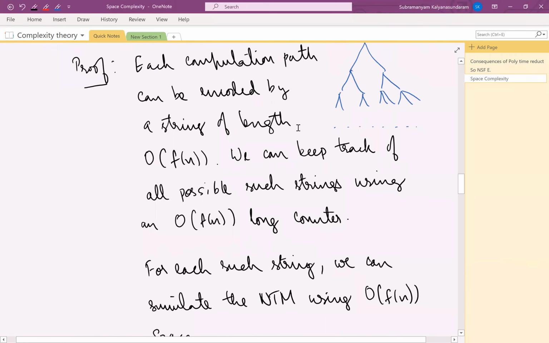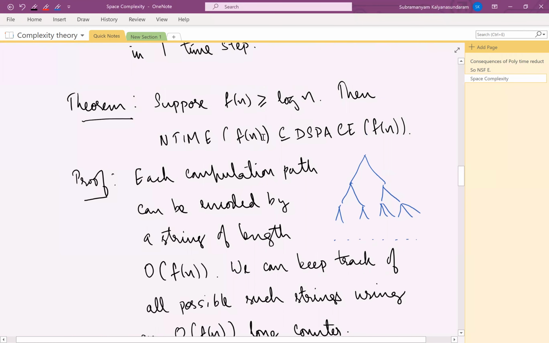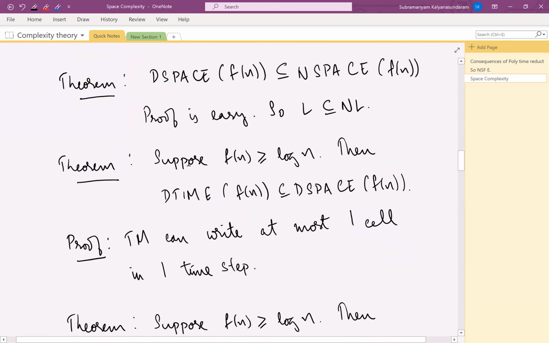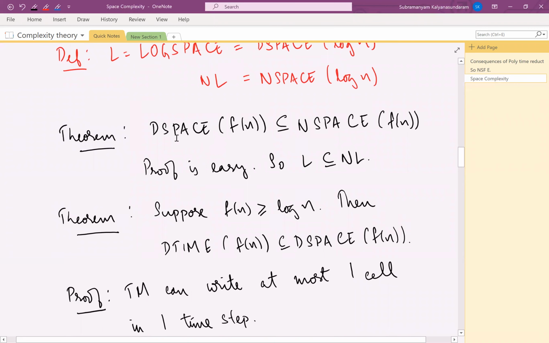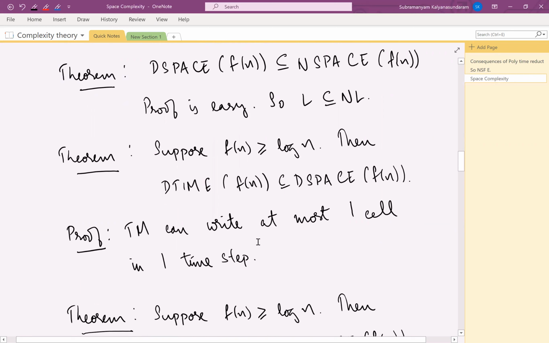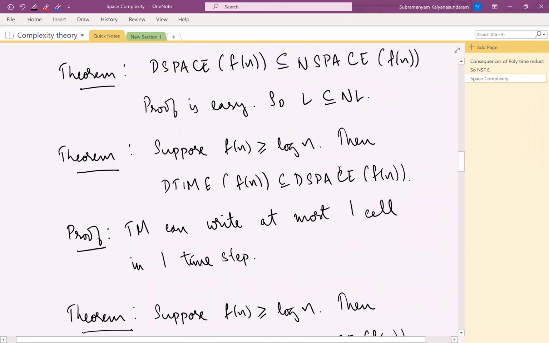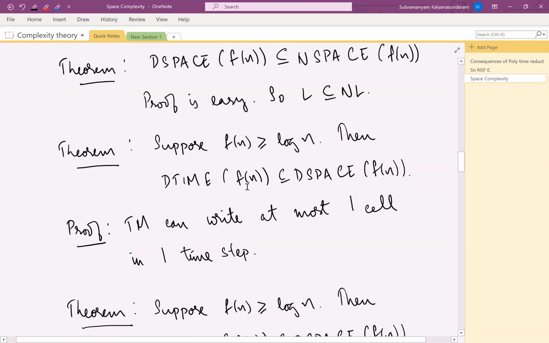Right? So I want you to think of all these things. So non-deterministic log space is contained in non-deterministic polynomial time. Okay, so this already tells us that DSPACE of something is contained in NSPACE. This is easy. So polynomial time is contained in polynomial space if you set f(n) as polynomial.